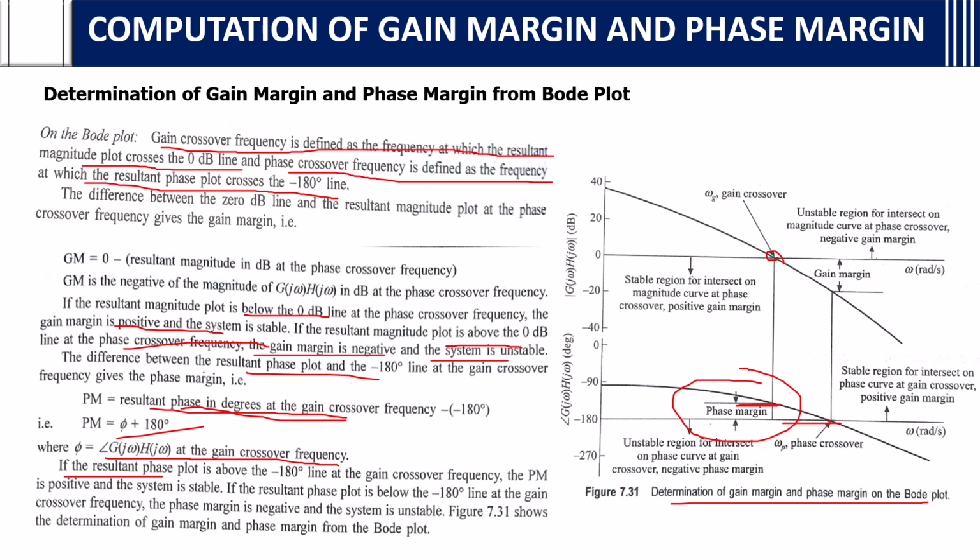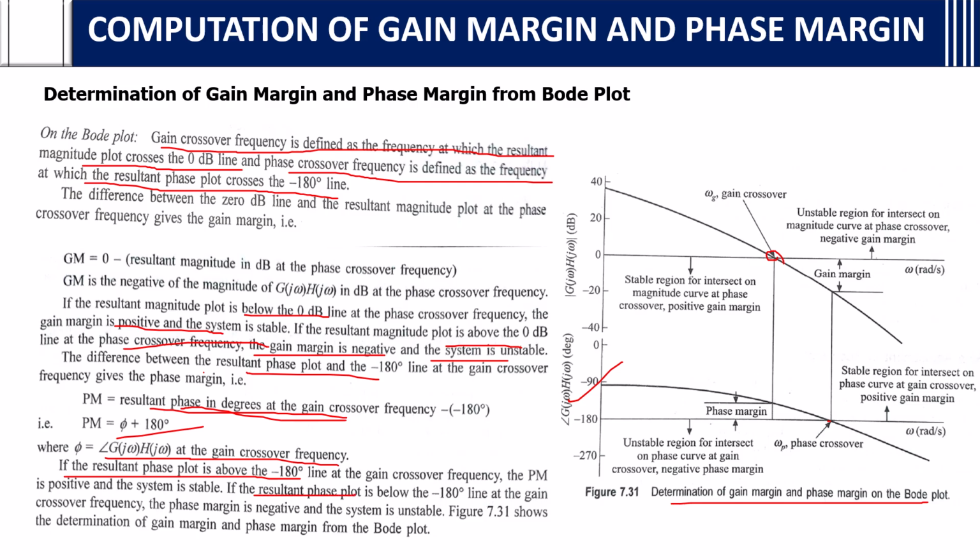So, if the resultant phase plot is above minus 180 degree, then the phase margin is positive and the system is stable. The phase margin will become positive and the system becomes stable.